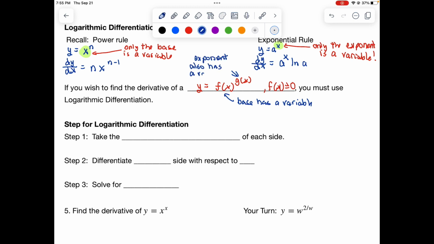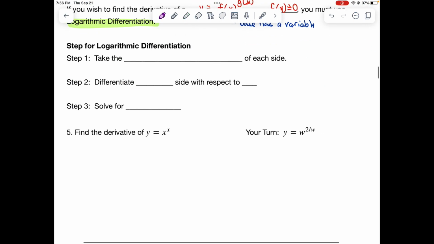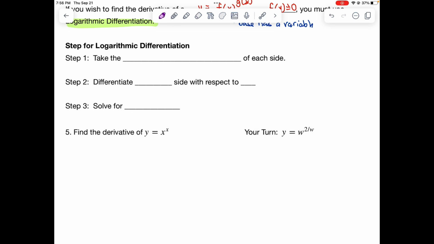The reason why f of x needs to be greater than or equal to 0 is we're going to put that inside of natural logarithms. And remember from previous courses, you learned that the number inside the natural log has to be greater than or equal to 0. So the process of doing logarithmic differentiation is the following 3 steps. The first step is that you're going to take the natural logarithm of each side.